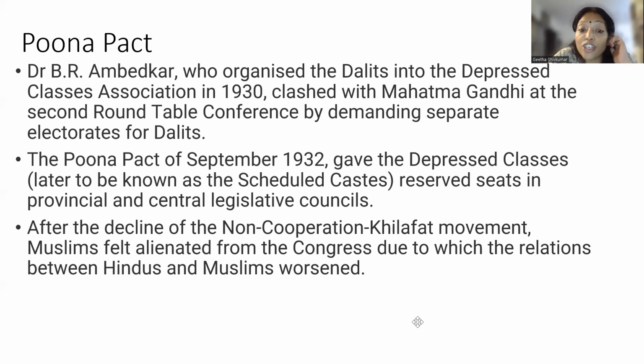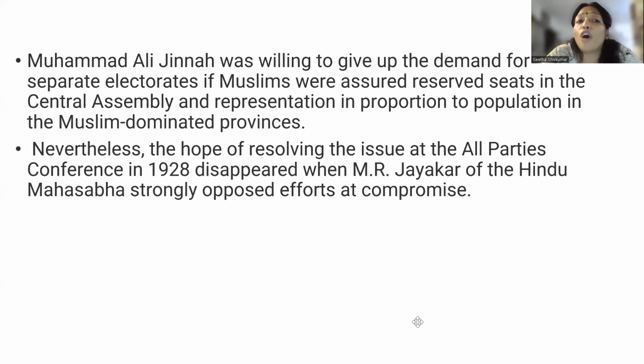After the decline of the non-cooperation and Khilafat movement, Muslims felt that the relationship between Muslims and Hindus had worsened, and one of the reasons was the establishment of the Hindu Mahasabha. Muhammad Ali Jinnah was willing to give up the demand for separate electorates, if Muslims were assured reserved seats in the Central Assembly and representation in proportion to the population in the Muslim-dominated provinces. The hope of resolving the issue at the all-party conference in 1928 disappeared when M.R. Jayakar of the Hindu Mahasabha strongly opposed the efforts at compromise.